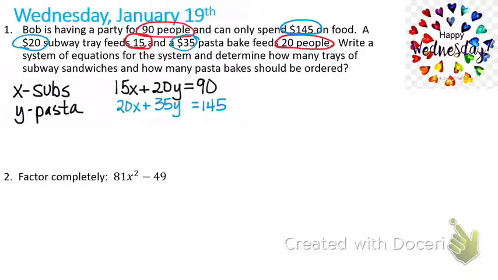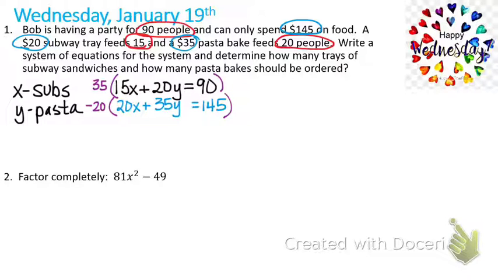So the easy way would be to multiply this top equation. You see how this one has 20 and this is 35? So the easiest way to do it would be to multiply the top equation by 35 and the bottom equation not by 20, but by what? Because it has to be opposites. By negative 20. Okay, so let's talk about why that is.